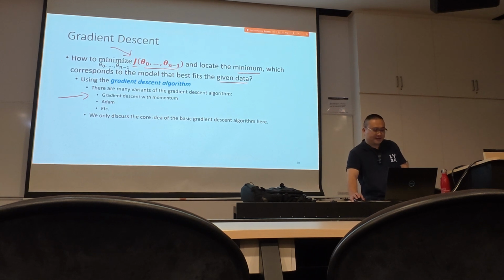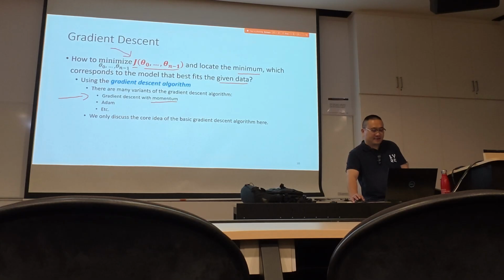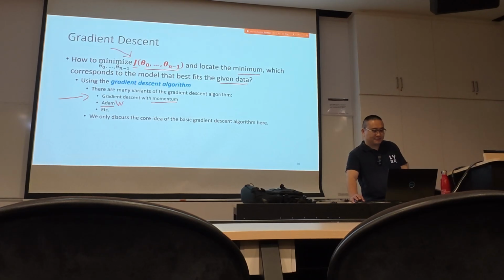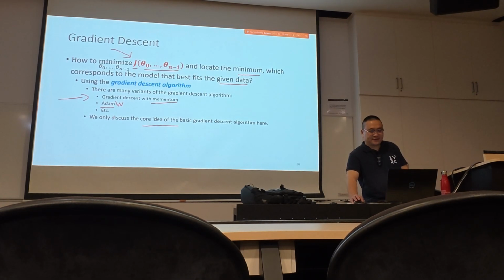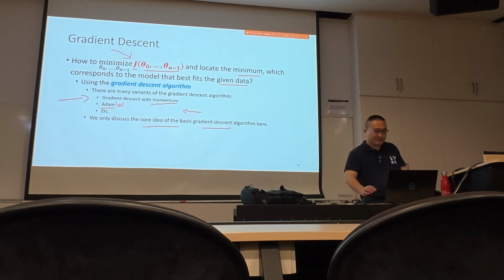In practice, there are many variants of the gradient descent algorithm. For example, if you have an AI background, maybe you already know gradient descent with momentum, and also Adam. In the code base, we are provided with AdamW, which is a variant of Adam. Here we just discuss the core idea of the basic gradient descent algorithm. For the advanced ones, we can rely on the code base or the PyTorch module to implement them, so you don't need to implement them yourself.